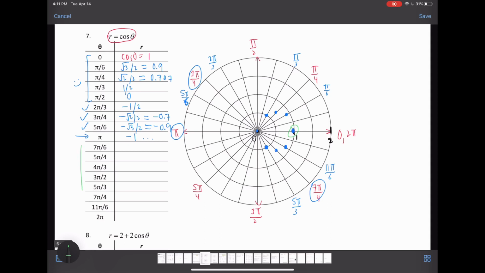Will the same thing happen as you go down this entire list? Cosine of 7 pi over 6 is negative square root of 3 over 2. Do we have that already? Negative 0.9. So 7 pi over 6 is here. Flip yourself over to pi over 6. We actually already have that point.